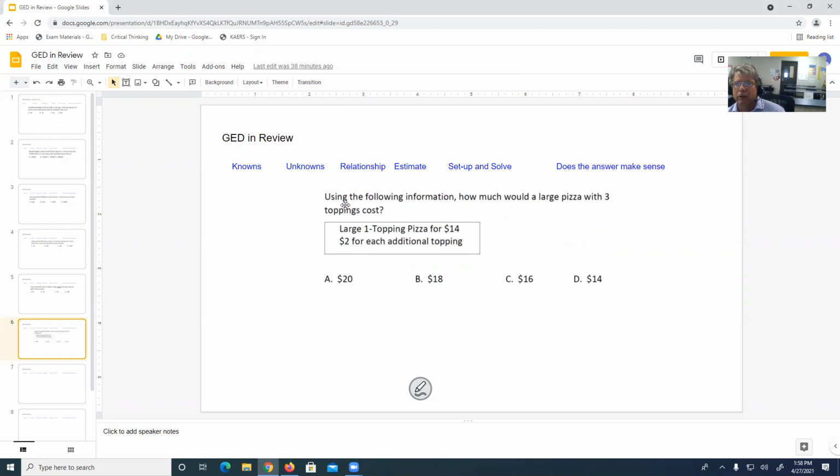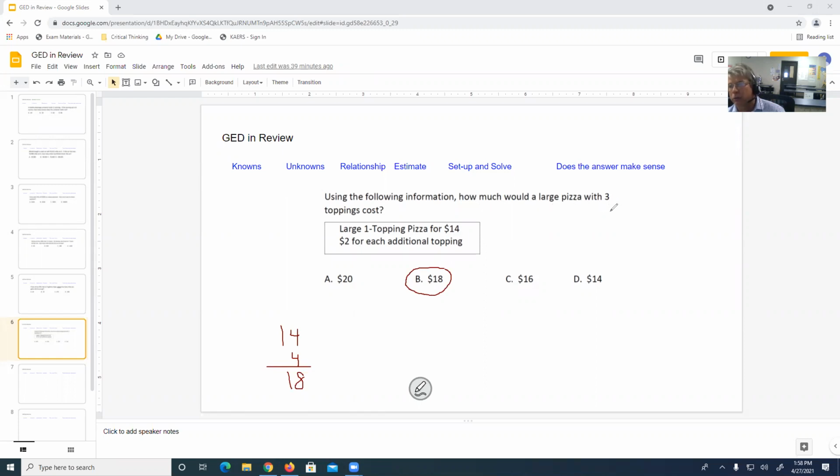So what I'm picking up on is in this problem, it's $14 for a 1 topping pizza. I'm getting 2 more toppings, which would be $4 more. Therefore, I'm seeing a total of $18 as that answer. That one came together rather quickly; the process was really fast in my head. The knowns are here. A 3 topping pizza, how much does it cost? Well, actually, that's the unknown.